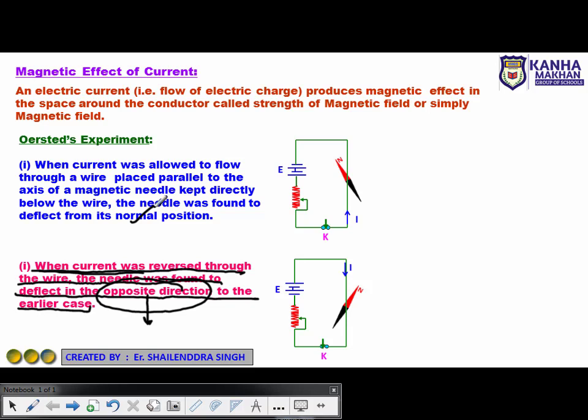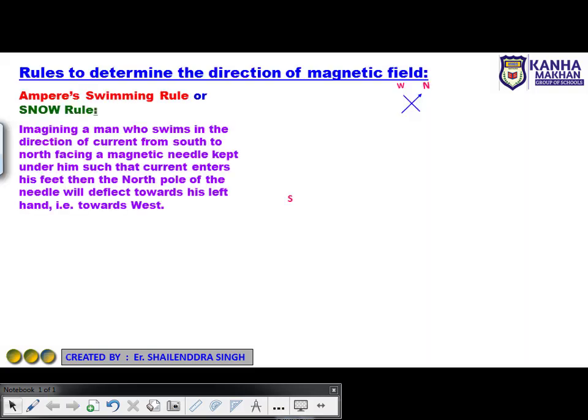In 1820, he found that a magnetic field is established around a current carrying conductor just like a bar magnet, and the wire is kept always above the magnetic needle, parallel to it, for observing that particular result. And this experiment shows that moving charge produces a magnetic field in the surrounding space. Rules to determine the direction of the magnetic field, in which we will discuss Ampere's swimming rule, which is also known as the SNOW rule.